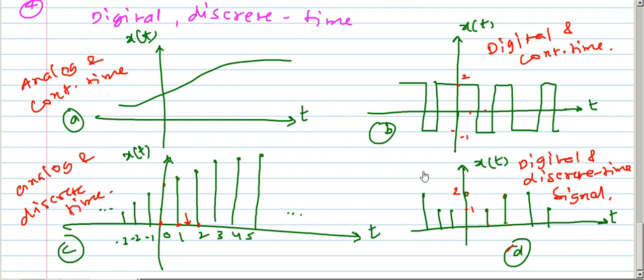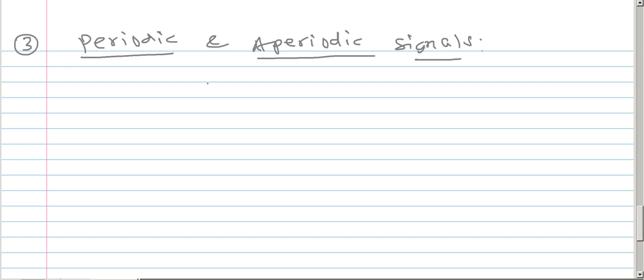Okay, so now let us move to the third type. The third classification is periodic and aperiodic signals. A signal is said to be periodic if it satisfies this condition. If the signal satisfies the condition x(t + t0) = x(t), then this signal is a periodic signal. Otherwise it is an aperiodic signal.